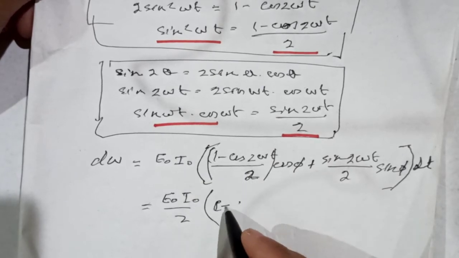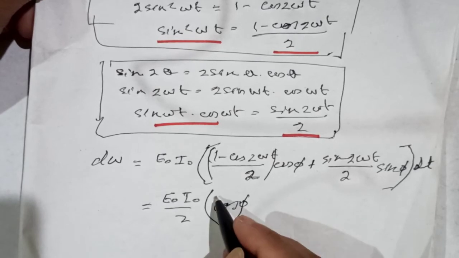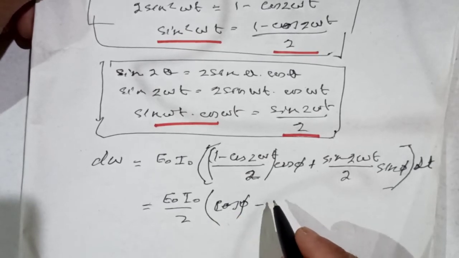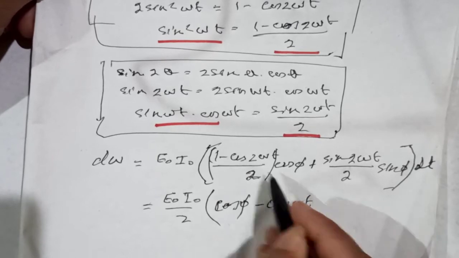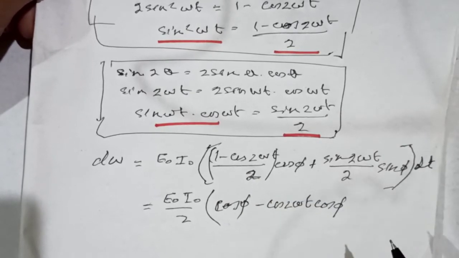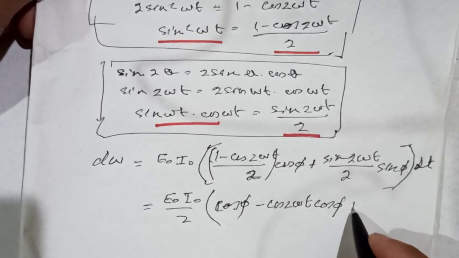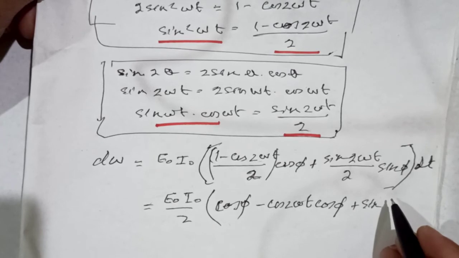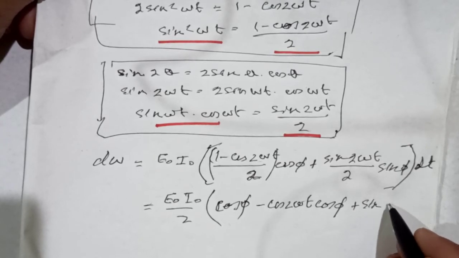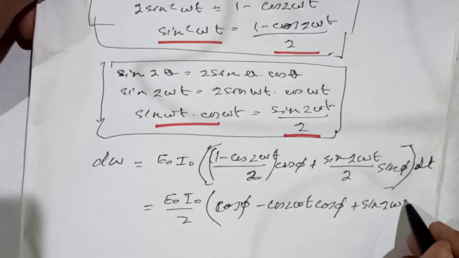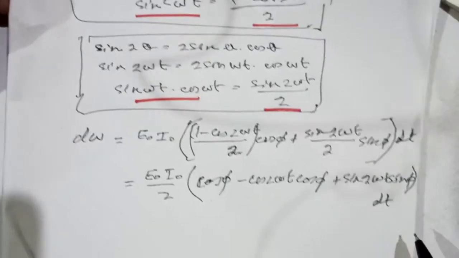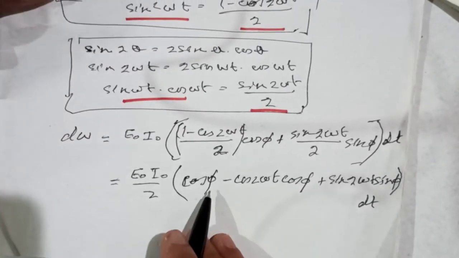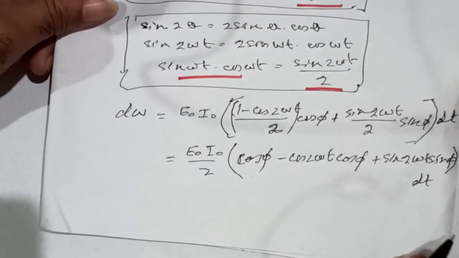So cos phi into 1 is cos phi, okay. Cos phi into 1 is cos phi minus, I've already put 2 outside, and what is left is cos 2 omega t and cos phi into cos phi, okay. This one, and this next is sine phi into sine 2 omega t. We can write here, this is sine phi, or if you write first sine phi also no problem, and dt. The space is very very small, so I have to move a little bit this side.